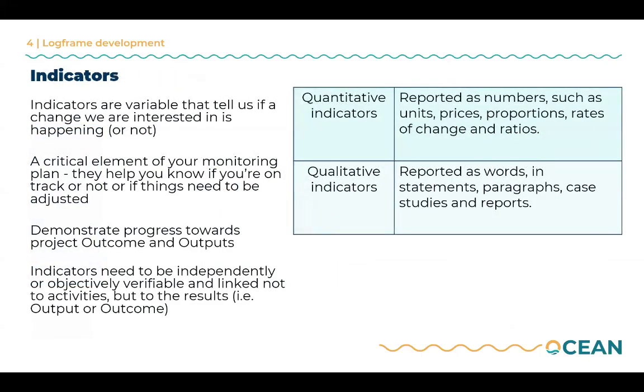Just a little bit more about indicators. The indicators are variables that can tell us if the change that we're interested in is happening or not. They can be quantitative or qualitative, so that could be reported as numbers or reported as qualitative statements. And they're a critical element of your monitoring plan. They'll help you to know whether or not you're on track, and they'll help to demonstrate that progress towards your project outcome and outputs. And ideally, your indicators can be independently verifiable and linked not just to your activities, but to the results themselves.